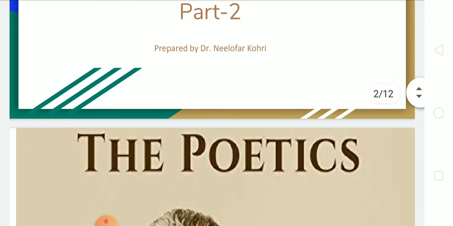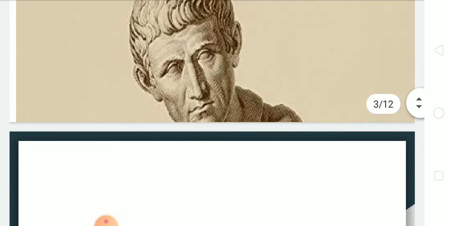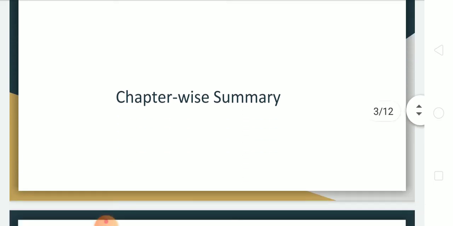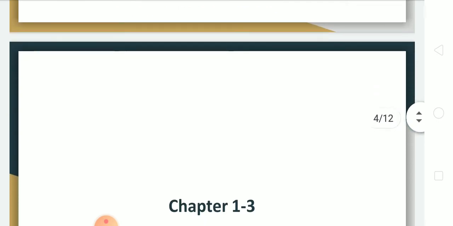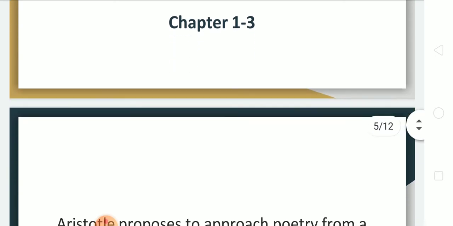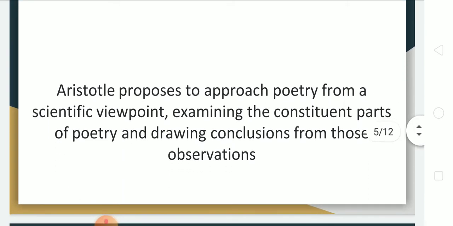Now, in this lecture, we are going to discuss the chapter-wise summary, and in the lectures onwards we will be discussing the chapter-wise summary of the Poetics. So let us begin with the summary of chapters 1 to 3 of the Poetics. I have just tried to highlight important points of the chapters, so that we can understand the zeal of the whole book.